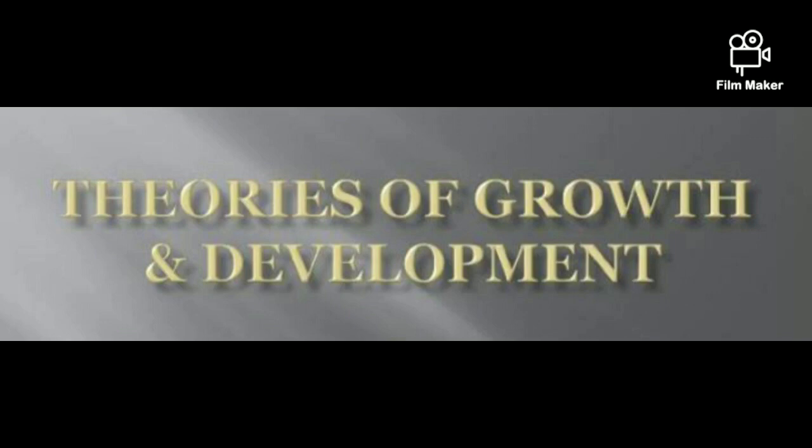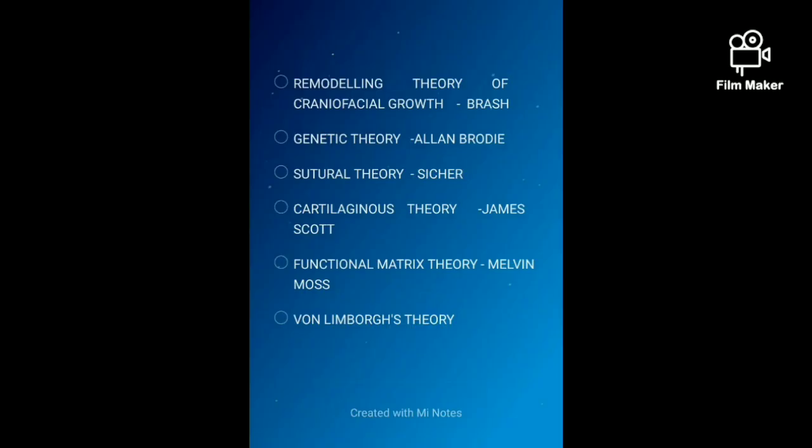So, there are 6 main theories of growth which are taken into consideration according to Balaji. They are: remodeling theory of craniofacial growth by Brash, genetic theory by Alan Brody, sutural theory by Sicher, cartilaginous theory by James Scott, functional matrix theory by Melvin Moss, the most important theory, and Van Limburg's theory.